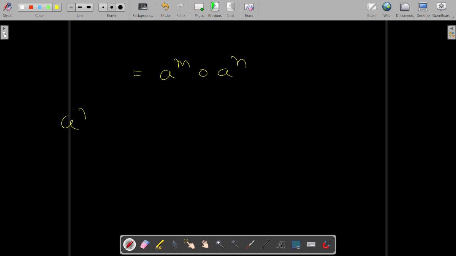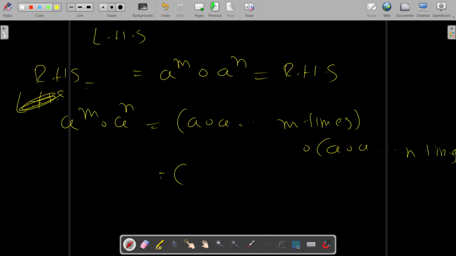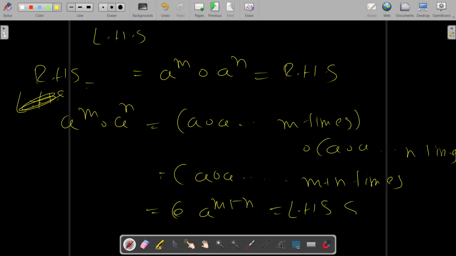Or we can do this another way. I have done this proof by taking the LHS, equal to the RHS. We can do the same problem by taking the RHS, which is a to the power m compose a to the power n, which equals a compose a up to m times compose a up to n times, which we can write as a composed up to m plus n times, equal to a to the power m plus n, which is the LHS. So LHS equals RHS. The proof is done in another way.